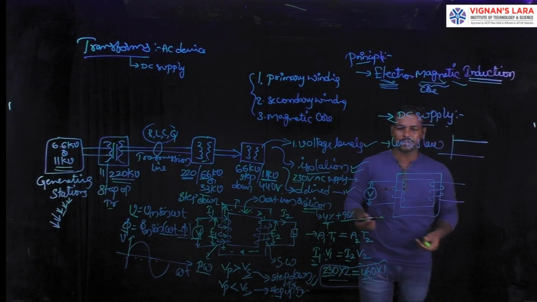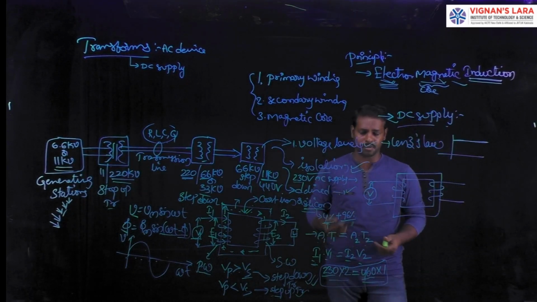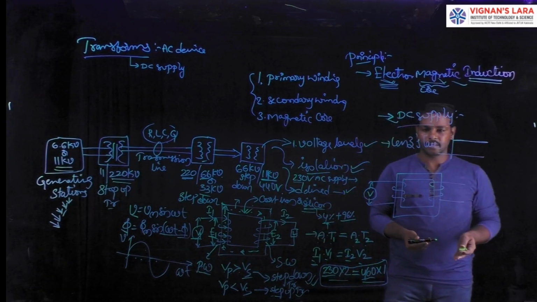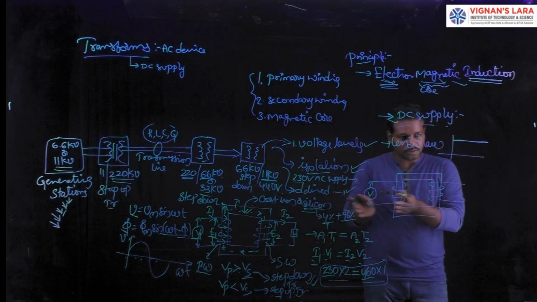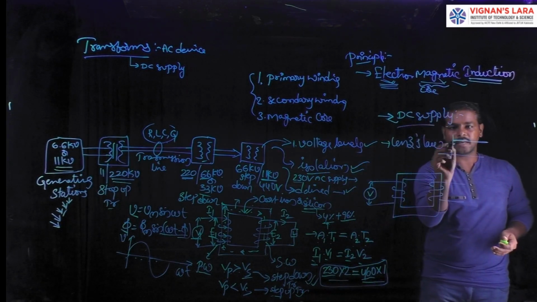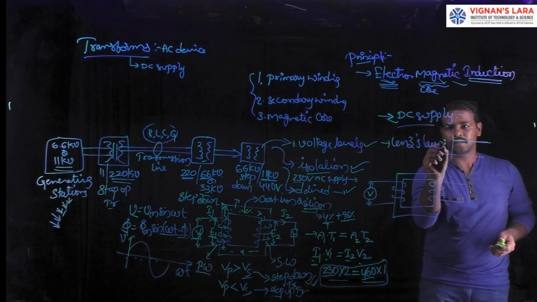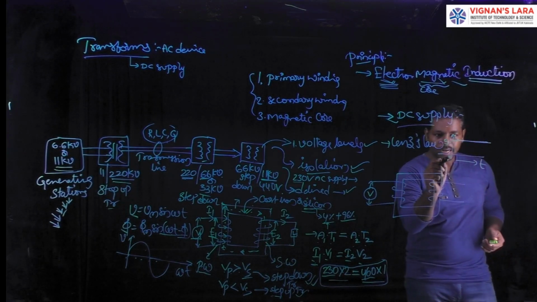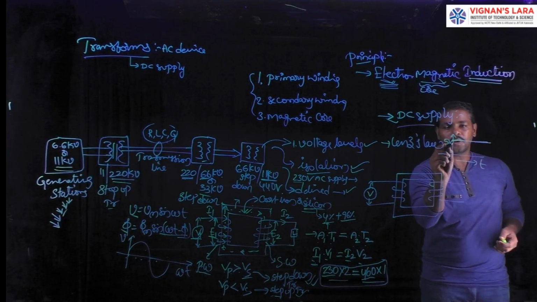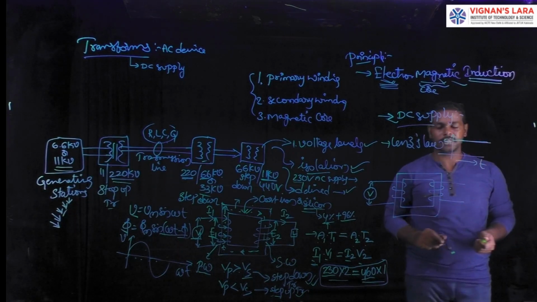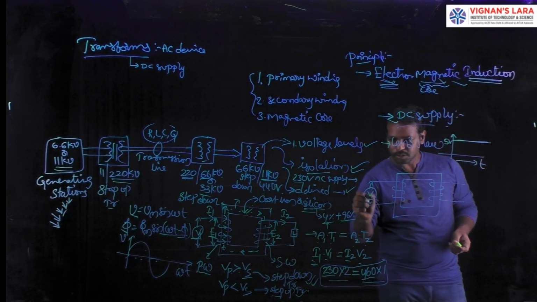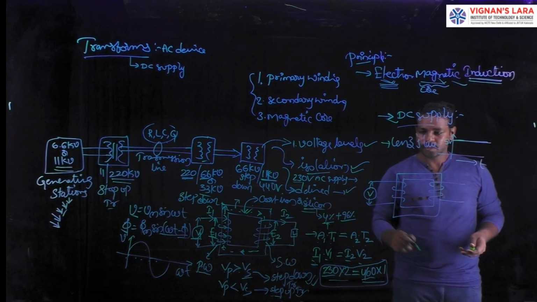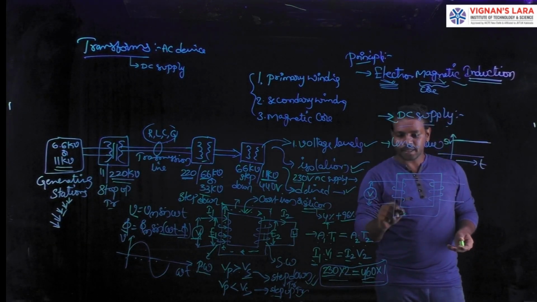But in case of a DC supply, it means constant voltage, just like batteries, which always give 1.5 volts, 12 volts or 5 volts. A 5 volt battery always gives a constant voltage. Let us assume 5 volts. At every instant of time, the voltage is constant. We give this voltage to the primary of a transformer. This is not a time varying quantity.